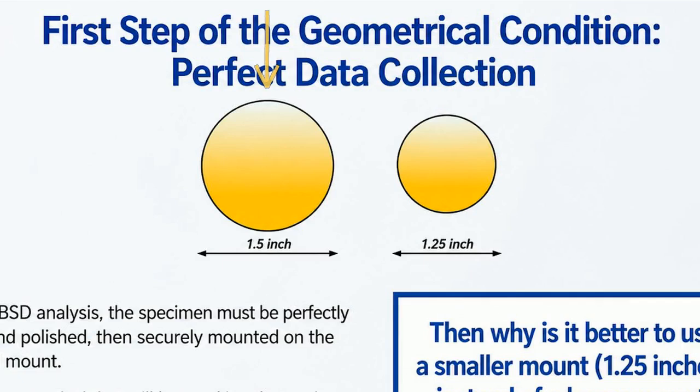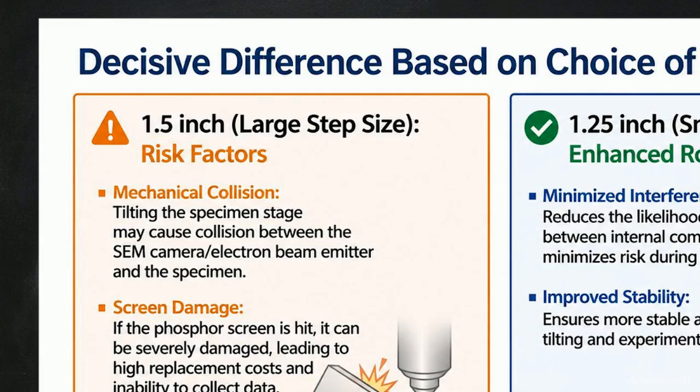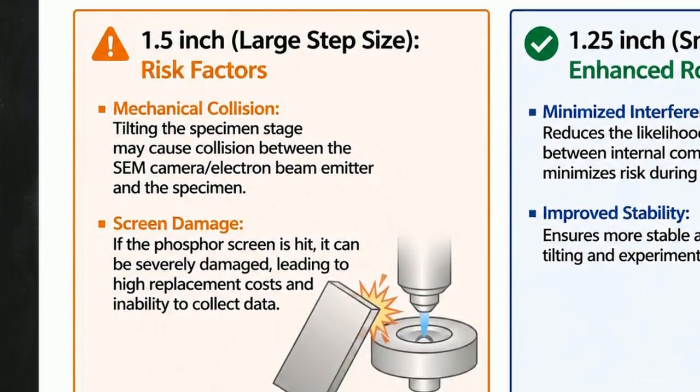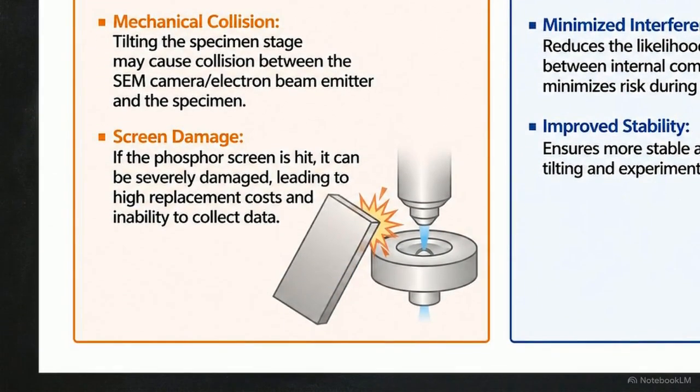Standard metallurgical sample mounts are typically 1.5 inches in diameter, but as this comparison notes, using a smaller 1.25-inch mount is strongly preferred. This graphic shows exactly why. Applying a steep 70-degree tilt to a wide 1.5-inch mount drastically increases the rotational collision radius. If the stage is driven upward while tilted, the large mount's upper edge will directly impact the electron emitter's final lens or crush the EBSD detector's delicate phosphor screen.